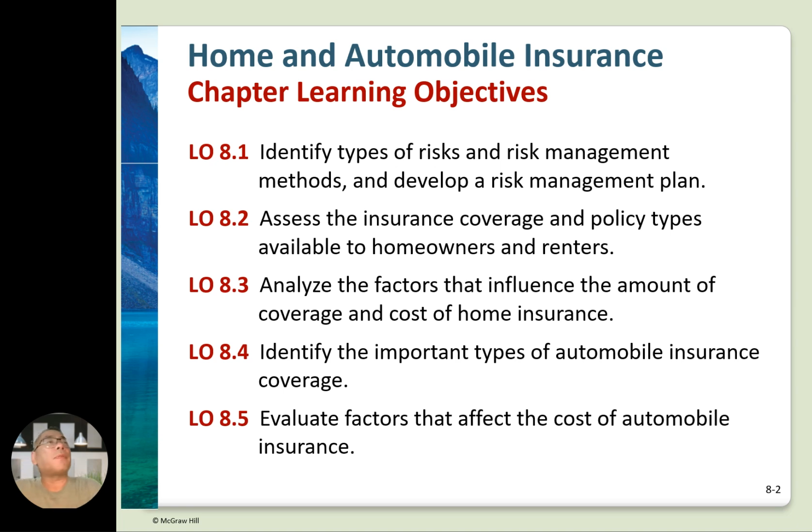There are about 5 learning objectives for this particular chapter. Number 1, identify the type of risk and risk management methods and develop a risk management plan. Number 2, assess the insurance coverage and policy types available to homeowners and renters. Number 3, analyze the factors that influence the amount of the coverage and cost of home insurance. Number 4, identify the important types of automobile insurance coverage. Number 5, evaluate factors that affect the cost of automobile insurance.